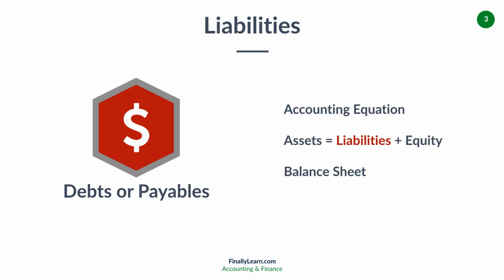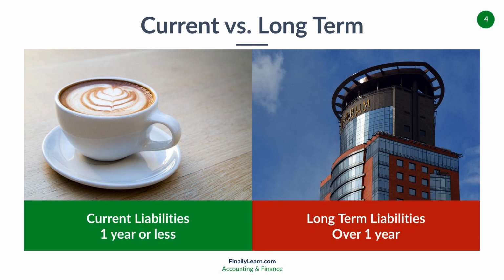Now, liabilities are a part of the balance sheet, part of the accounting equation, where assets have to equal liabilities plus equity. So liabilities are simply debts that the company has, and it's a way for a company to finance its assets, either through liabilities or through equity. Now, current liabilities, remember, are 1 year or less, and long-term liabilities are greater than 1 year.